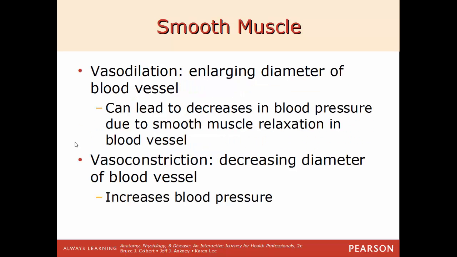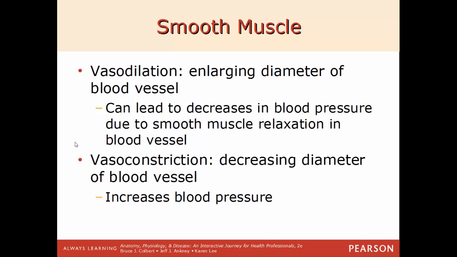Alright, vasodilation. Vaso is a reference to vessel, such as blood vessel. Dilation means you get larger in diameter, so you are enlarging the diameter of a blood vessel. This will lead to a decrease in blood pressure, and this happens because you have less resistance in the way.